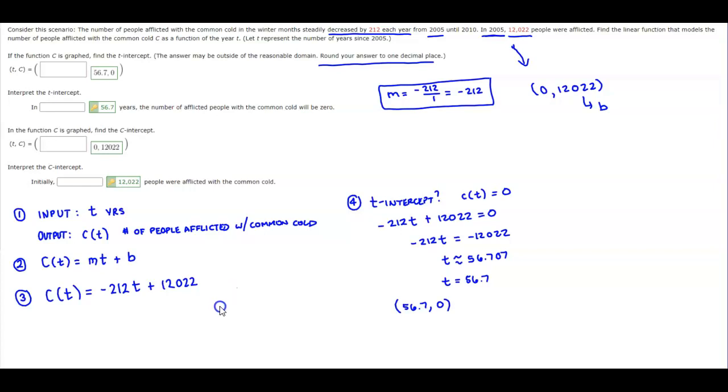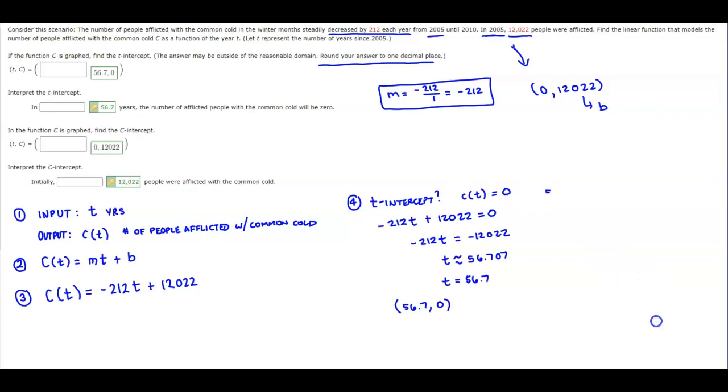Now in number 5, it tells us to interpret the t-intercept. Well, that says that in 56.7 years, the number of afflicted people with the common cold will be 0.